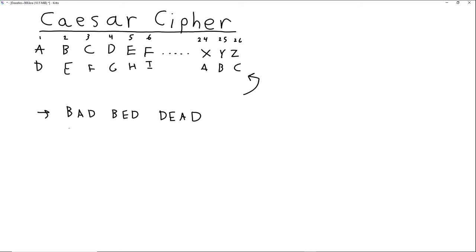So B is E, A is D, D is G, B is E, E is H, D is G, D is G, E is H, A is D, and D is G. And as you can see, we now have a confusing string that no one would be able to easily figure out just by looking at it. This would be our encrypted text.